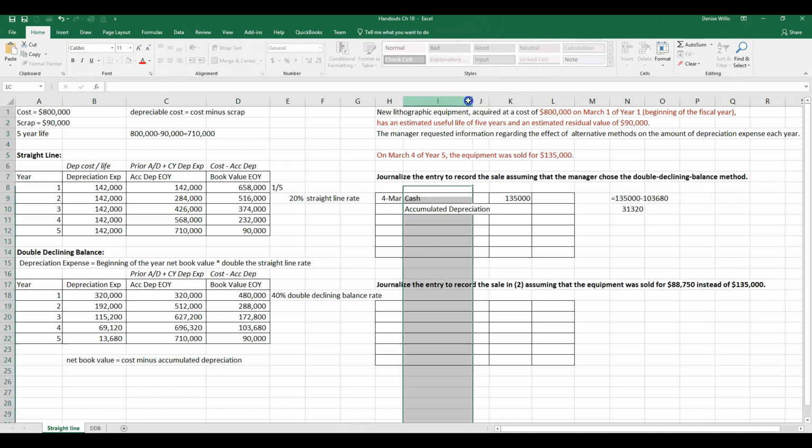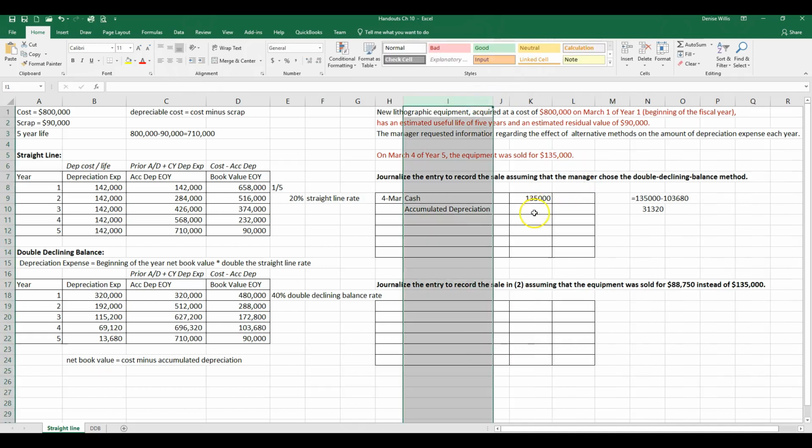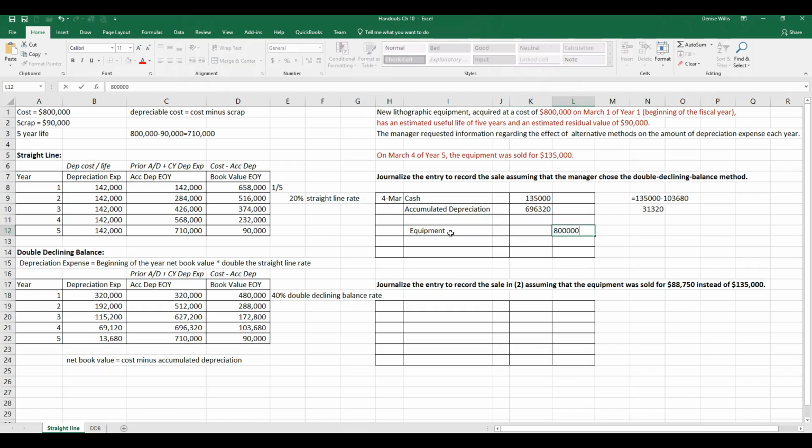Okay, let me make this a little wider here as well. We're going to debit accumulated depreciation. Remember, this is the beginning of year 5, so we have to get these numbers from the end of year 4. We want our accumulated depreciation to be this $696,320 number. Now I'm going to skip a row here. Let's go ahead and take off the equipment. Its value is $800,000. I already said we know we have a gain, so a gain is going to be a credit. We can drop that in.